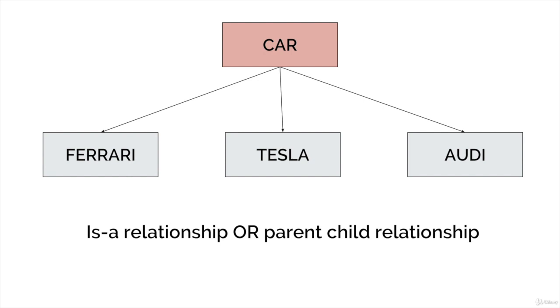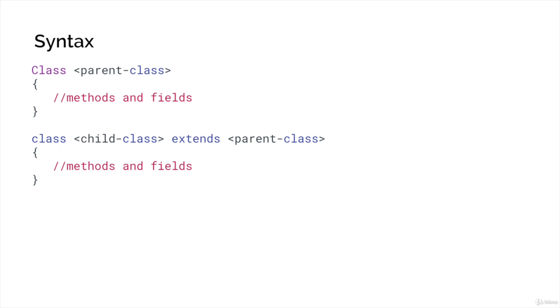Now this is an example of a scenario in the real world. If you have to represent this relationship between Ferrari, Tesla, Audi, and car, we have to represent it in this way. So this is the syntax of representing inheritance in the world of Java.